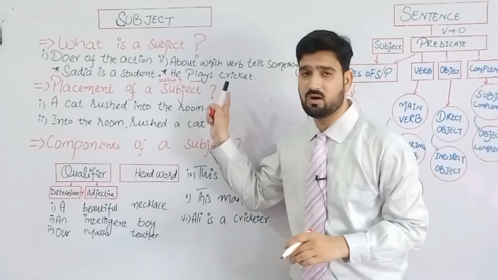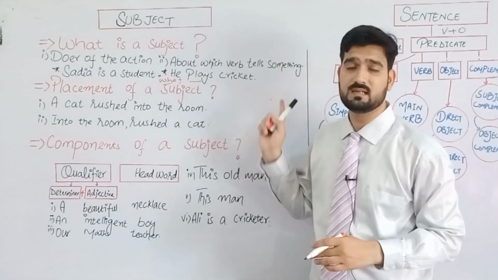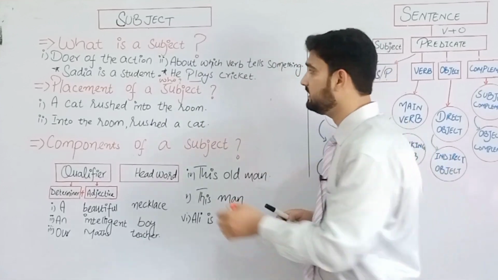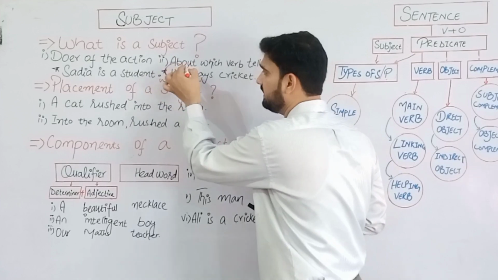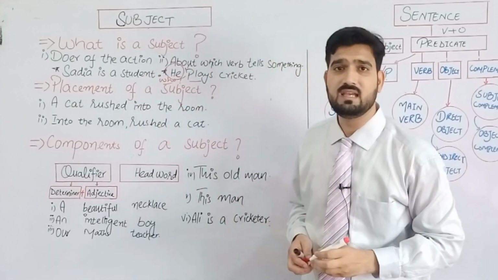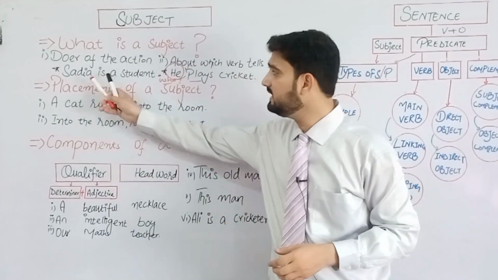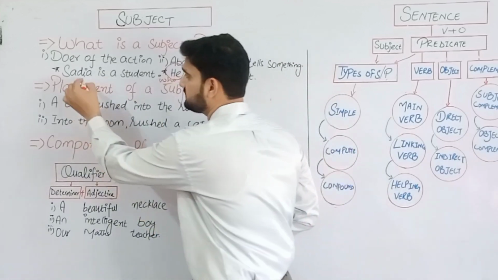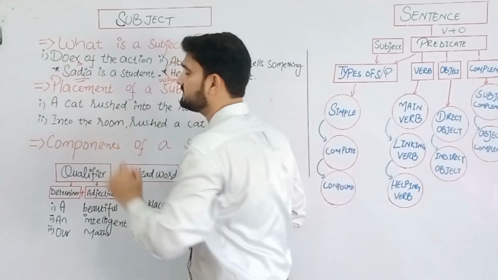For example, ask yourself, who plays cricket? Who is doing that action? The action is done by he. So here, he is the subject. And in Sadia is a student, Sadia is the subject.